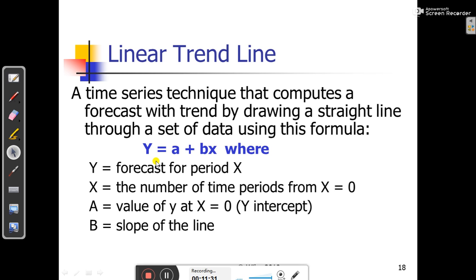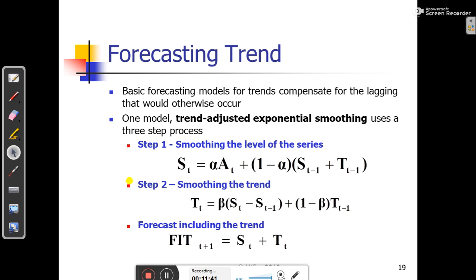So actually, linear trend line is a time series technique that computes a forecast with trend by drawing a straight line through a set of data using this formula, like the regression. Here, basic forecasting models for trends compensate for the lagging that would otherwise occur. One model, trend adjusted exponential smoothing, uses a three-step process. First this one, second this one, third this one.